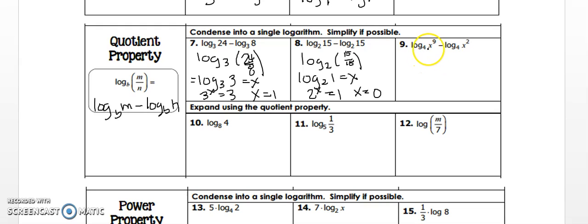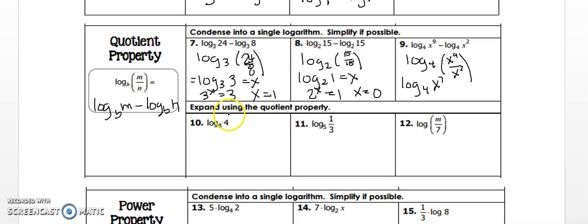All right, next one. We have log base 4 of x to the ninth minus log base 4 of x squared. They have the same base, and we're subtracting, so we're going to divide these. So we get log base 4 of x to the ninth divided by x squared. And just like we refreshed our memories on the warm-up, when we divide, we subtract exponents. So 9 minus 2, this is going to be log base 4 of x to the 7th.